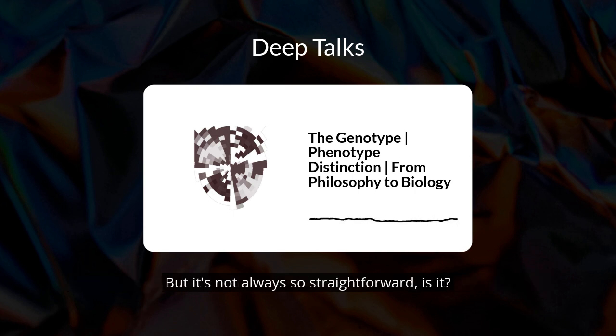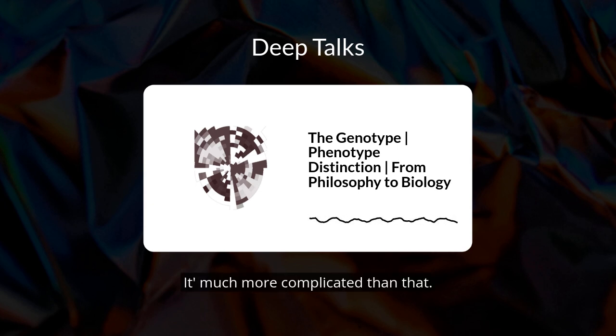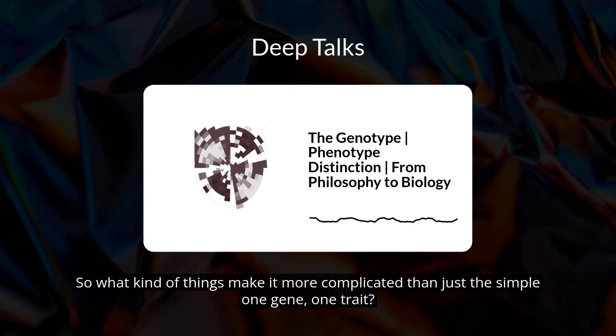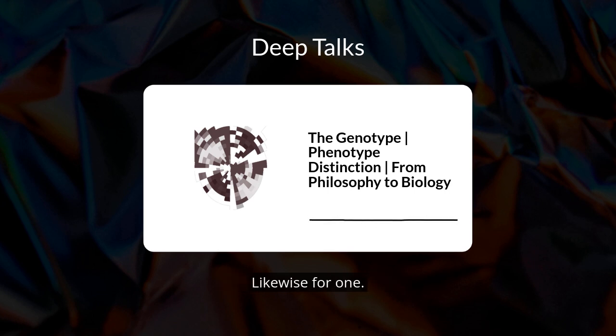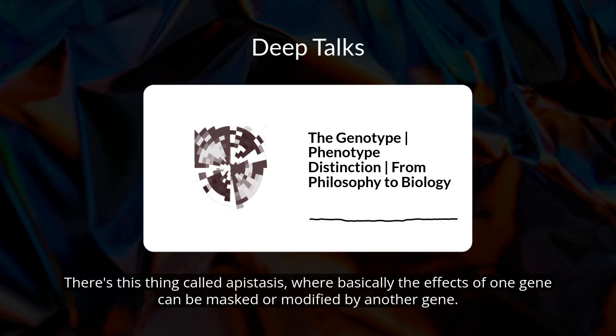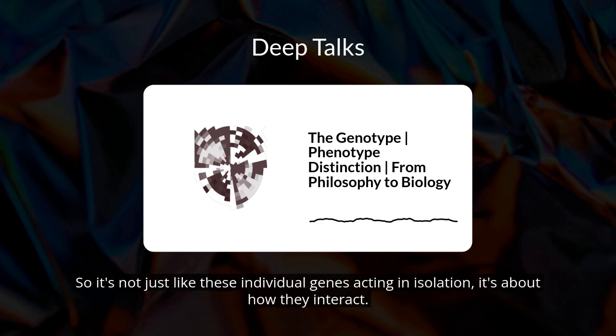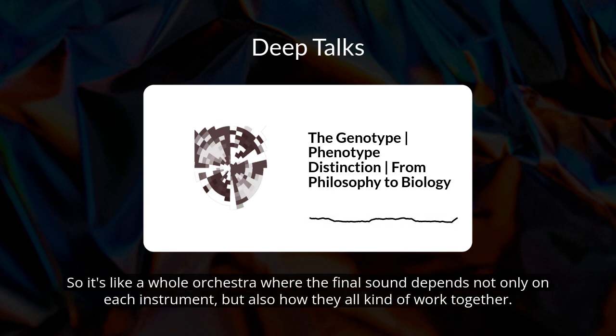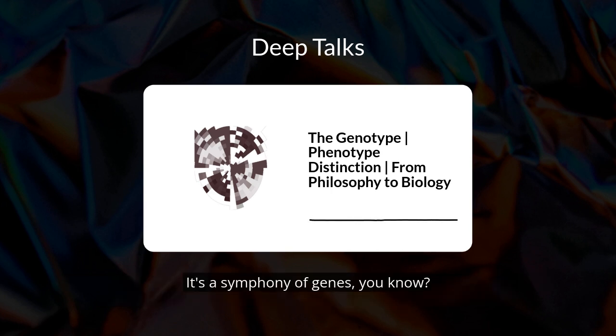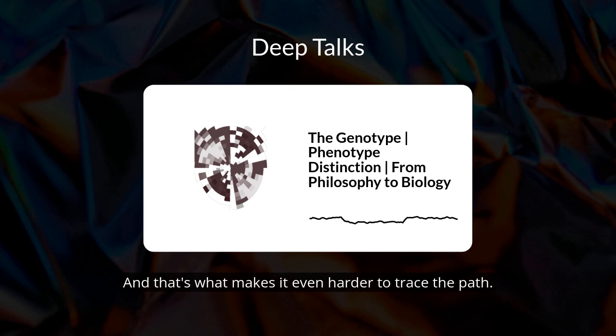But it's not always so straightforward, is it? Oh, it's rarely so straightforward. Right. It's much more complicated than that. So what kind of things make it more complicated than just the simple one gene, one trait? Well, there's so many things. For one, there's this thing called epistasis, where basically the effects of one gene can be masked or modified by another gene. So it's not just individual genes acting in isolation. Right. It's about how they interact. So it's like a whole orchestra where the final sound depends not only on each instrument, but also how they all work together. Exactly. It's a symphony of genes, and that's what makes it even harder to trace the path. Oh, I bet.